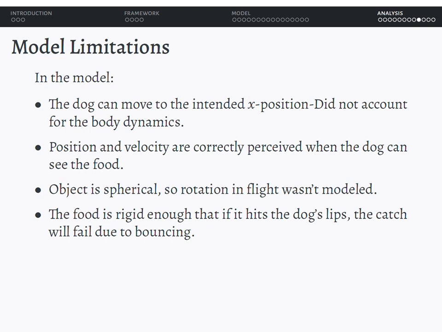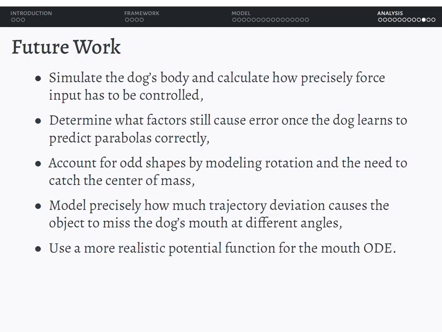Finally, if the food bumps into the lips, we assumed the catch was a miss. For floppy foods like steak, a collision with the top lip may not make the catch unsuccessful, however. To address these limitations, we could simulate the dog's body to calculate how precisely force input has to be controlled.